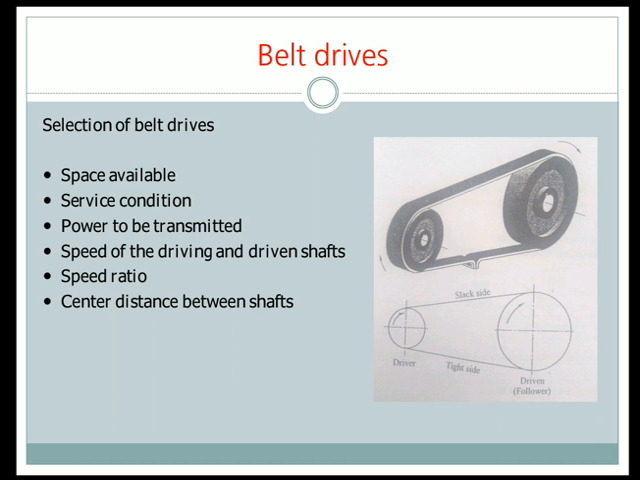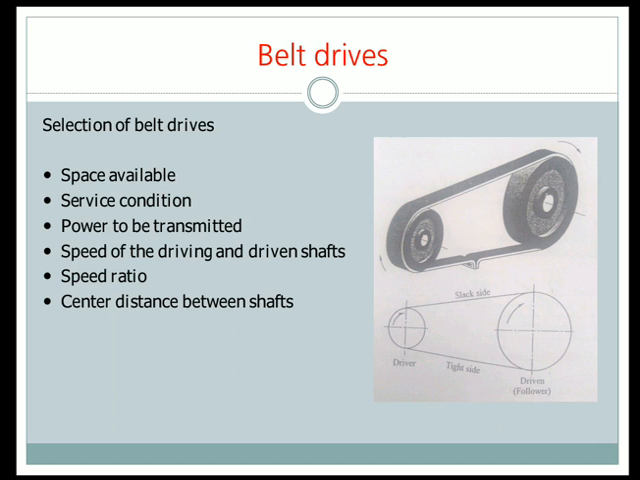Then service condition, power to be transmitted: how much power has to be transmitted, more power or less power. What is the service condition, what is the life of the machine, what is the life of the belt material, how much life it should sustain, and what is the speed of driving and driven shaft, the speed ratio. All these matters come into account when we are going to select the belt drives. So by considering these points, we need to select belt drives.